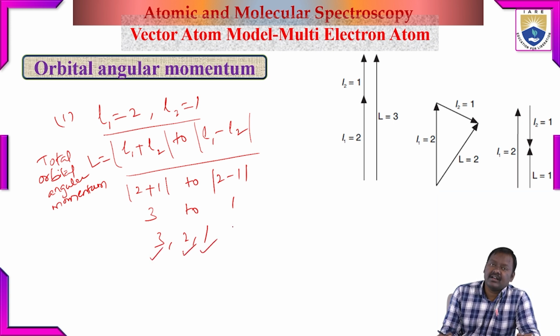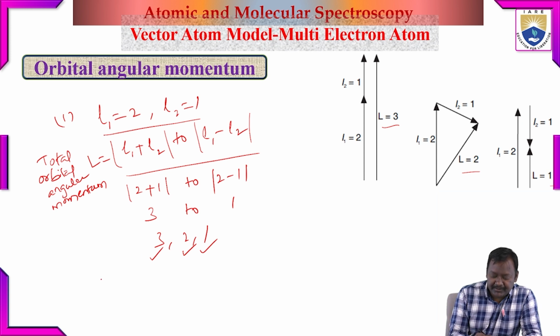So for the electron can have values either 3, 2 or 1. So any number can be assigned to the electron. So only those values we are seeing here.